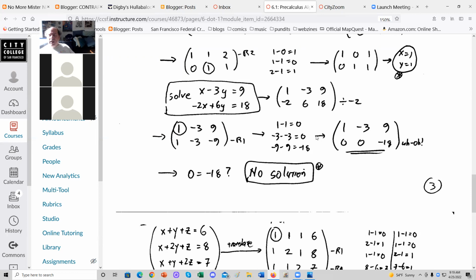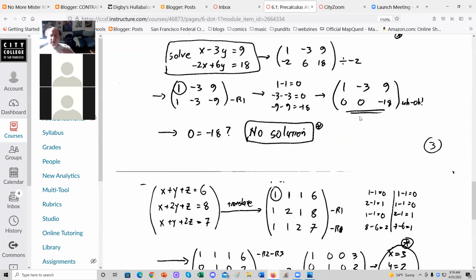If eventually you get a 0, 0, non-zero, no solution. If you get a 0, 0, 0, then you won't have enough information to specify a complete answer. So it'll be underdetermined, whereas this is what's known as overdetermined. So this one has no solution. If it was all 0, 0, it would be insufficient information.